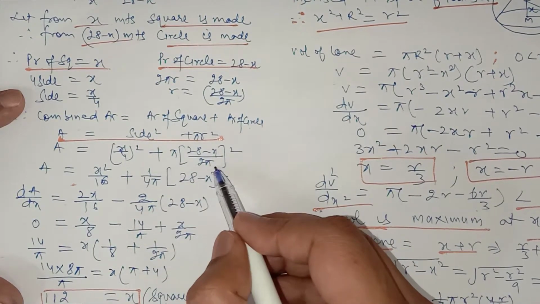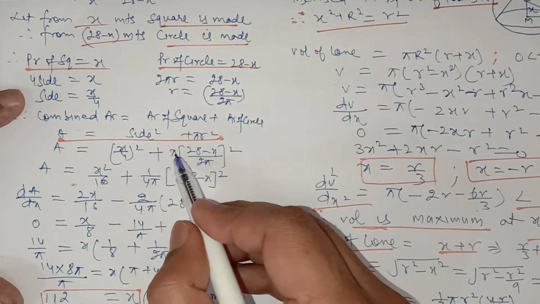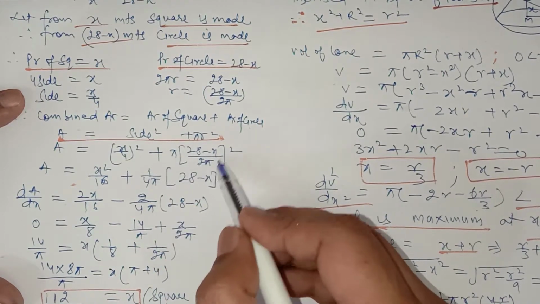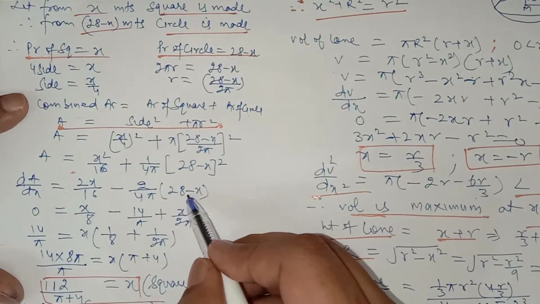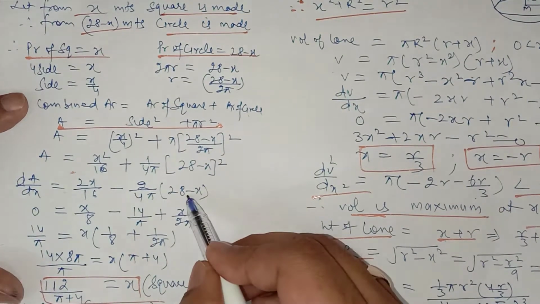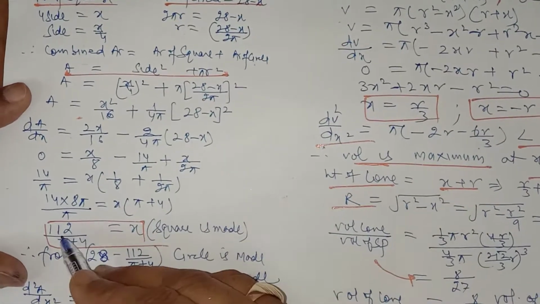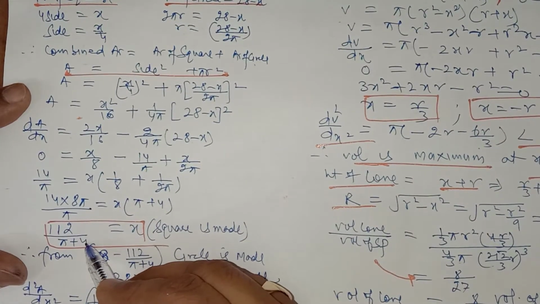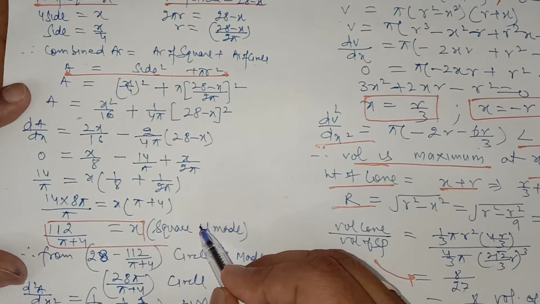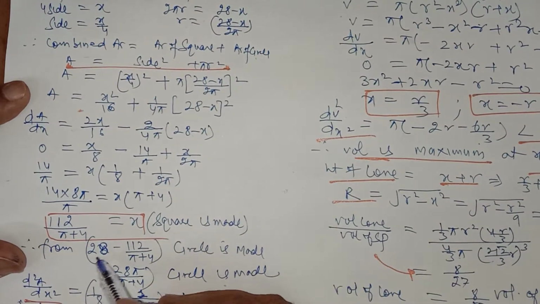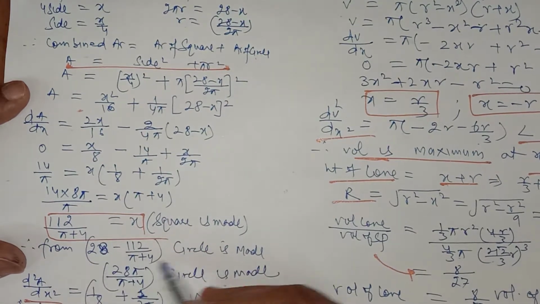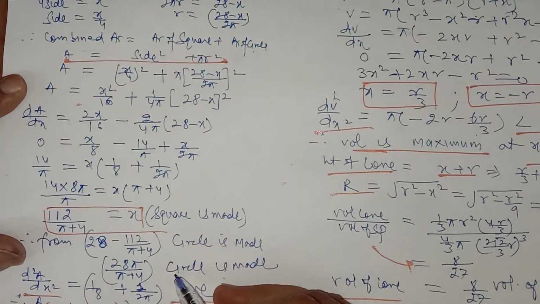It is pi upon 4 pi square, which is equal to 1 upon 4 pi, times 28 minus x whole square. Differentiate with respect to x. You know how to differentiate it. Put it equal to 0. You get the value of x equal to 112 upon pi plus 4, which is the length of the wire from which the square is made. Subtract this from 28, and you will get the length of the wire from which the circle is made.